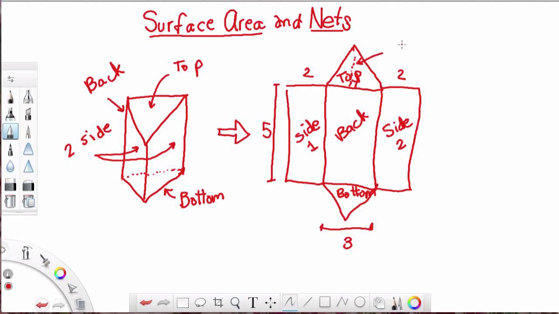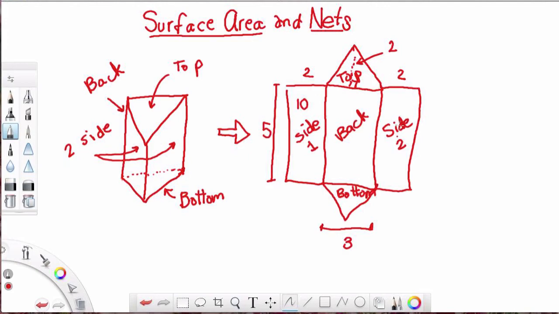And we're going to say that this triangle is, oh, it's got to be about, we'll say that it is 2 units as well. There you have it. Now we can figure out the area of all these sides. This face, which we're calling side 1, is a 2 by 5 rectangle. So it would have the area of 10 units squared.